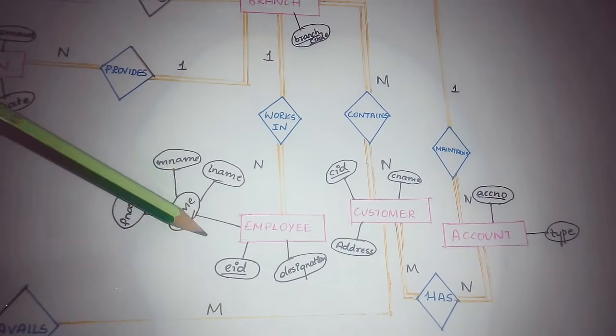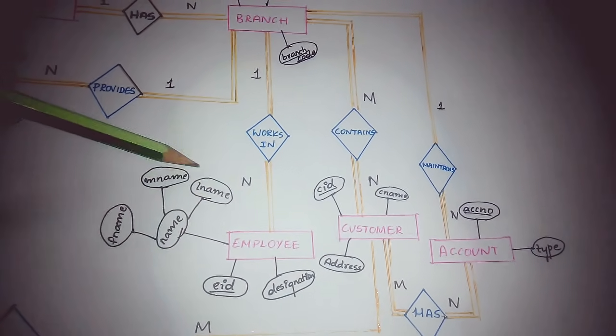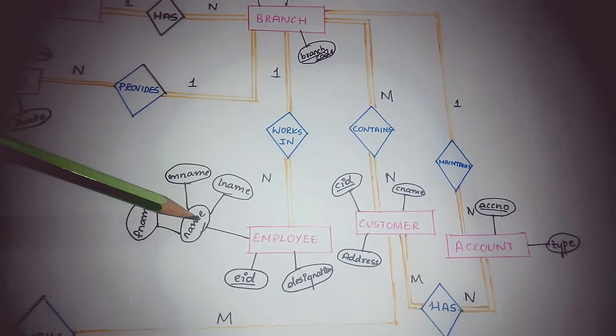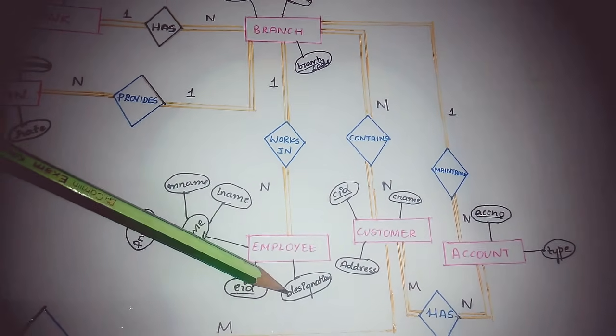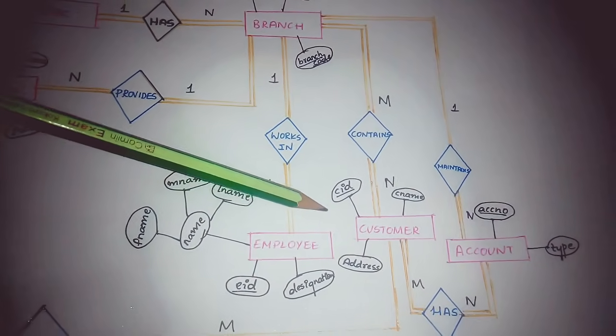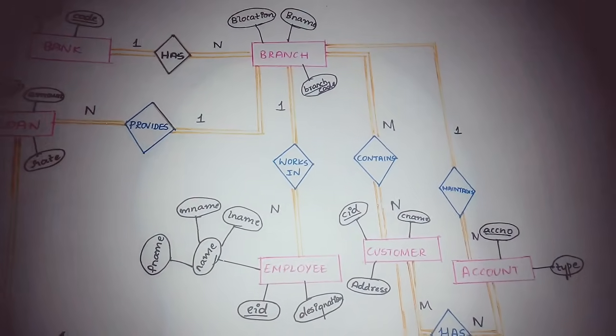So here for employee I have used EID as the primary key, and here I have used a multi-valued attribute. Name is divided into first name, middle name and last name, and designation. I have not mentioned salary. It is left to you. You can write or omit. It's totally left to you.